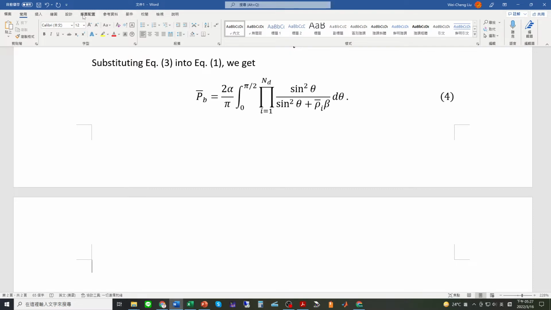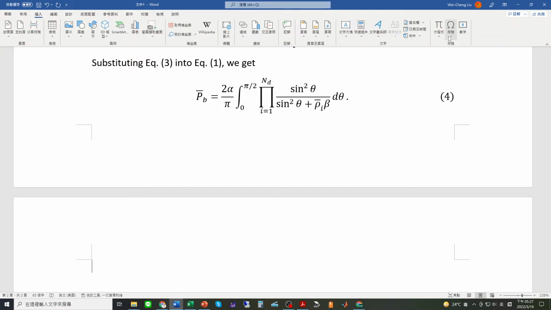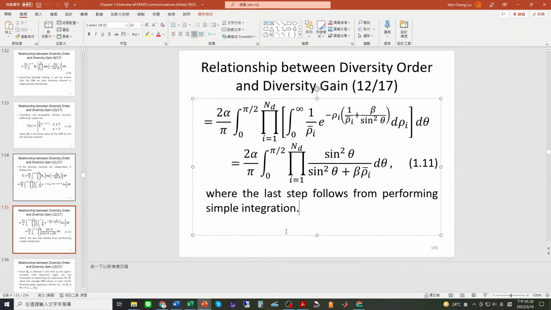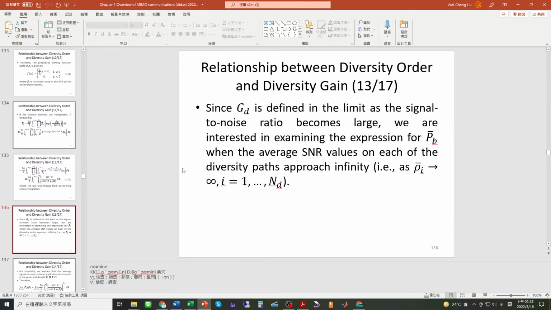So we finished the solution of this problem. Do you have any questions? If you do not have any questions, let us go back to the slides. So we can get the last line of equation 1.11.